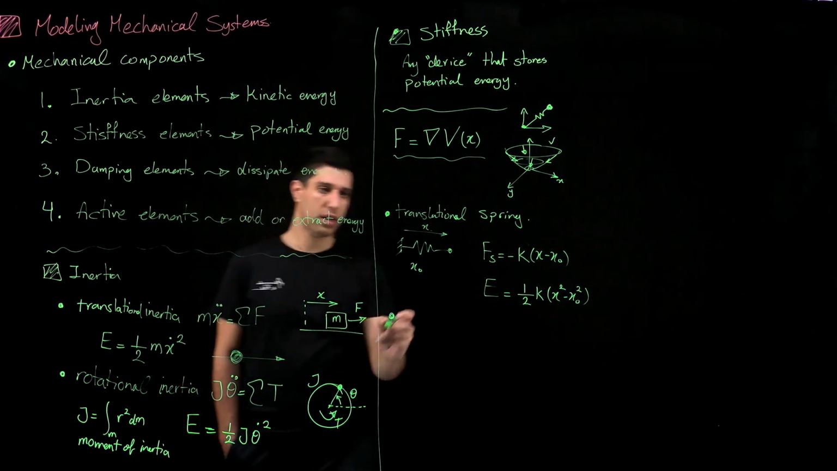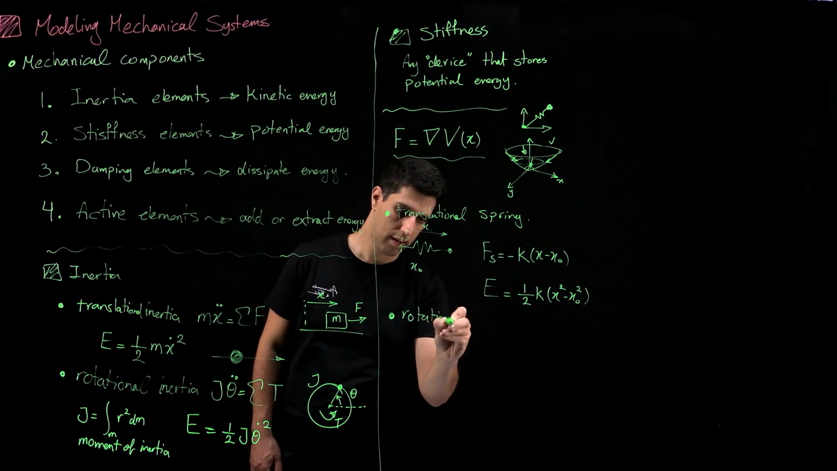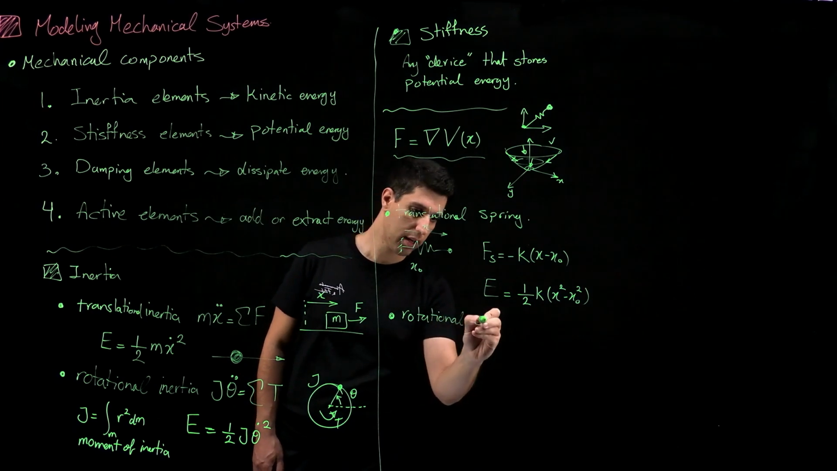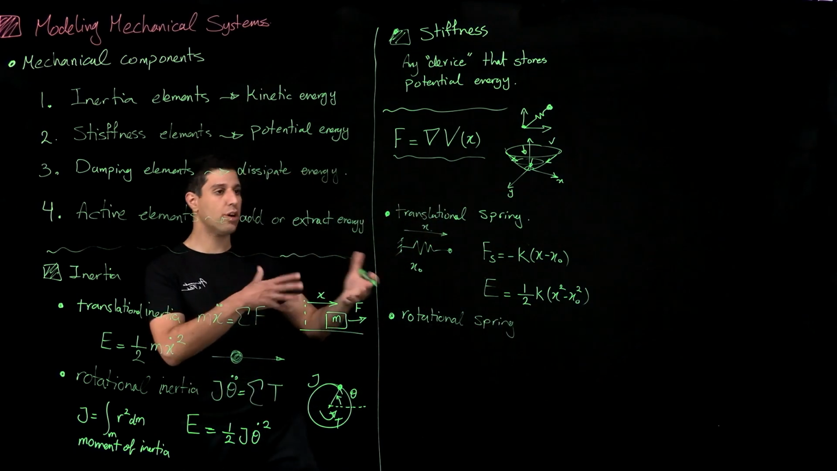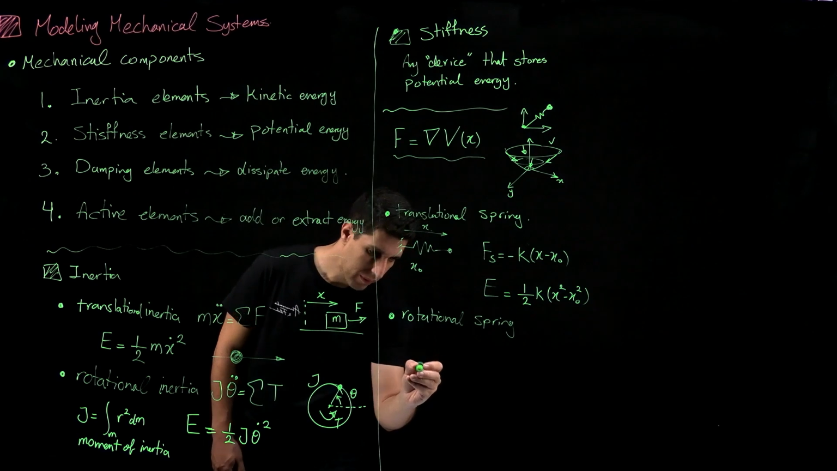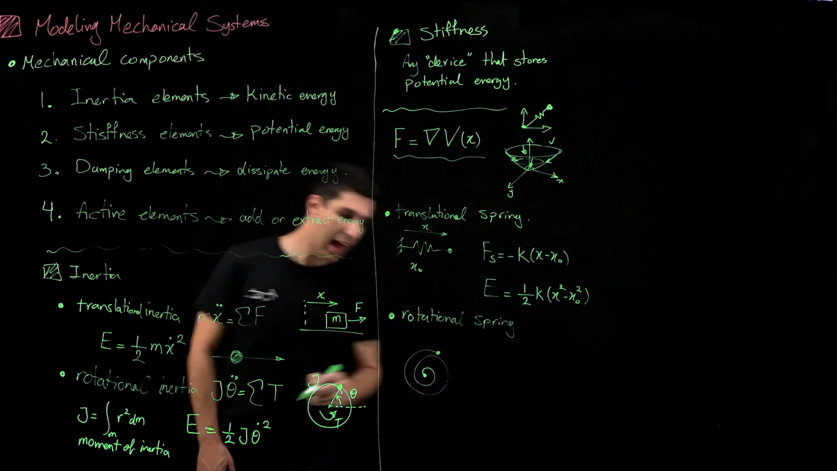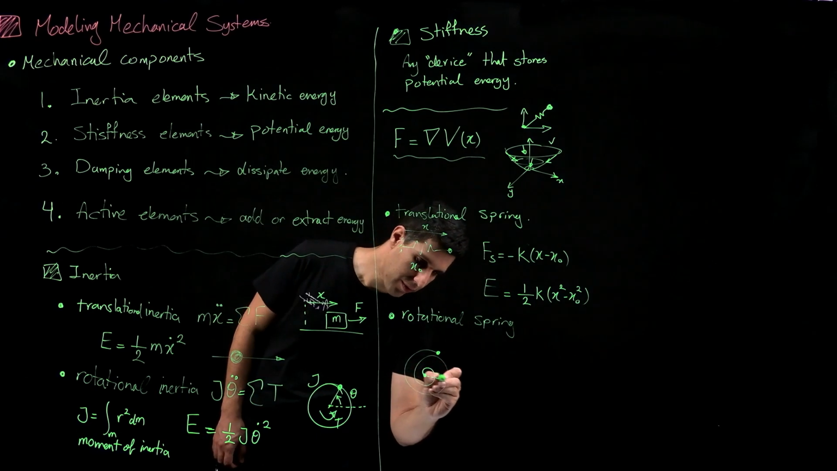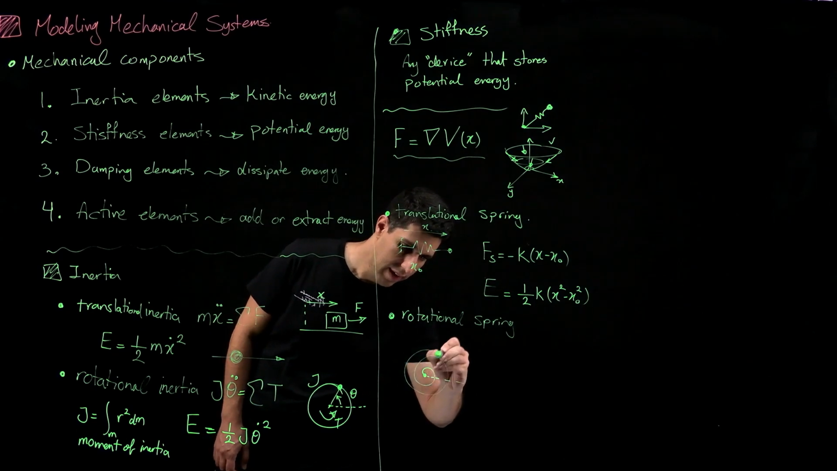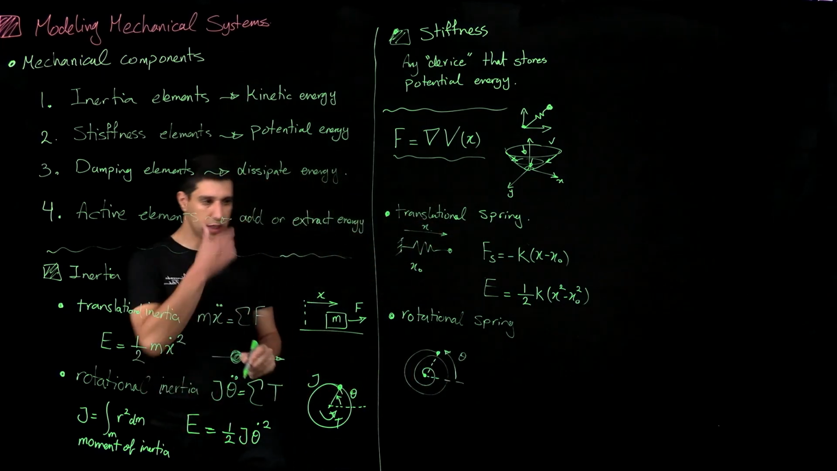Similar to here, I can define a rotational spring that acts on rotational movements. It's harder to show it on a board; usually it looks like that, from a reference, how much it is rotated, theta, from some theta naught.